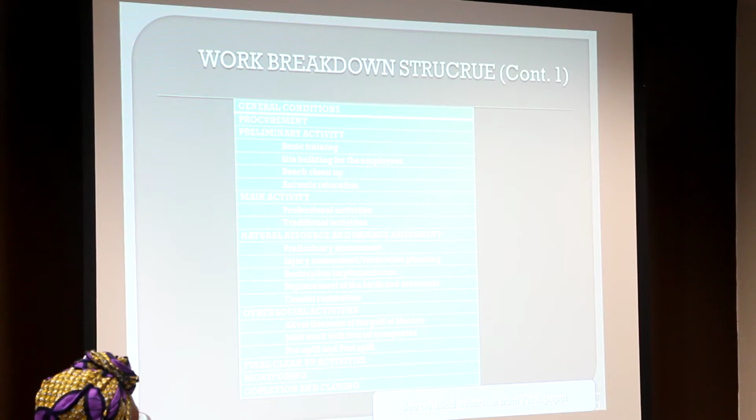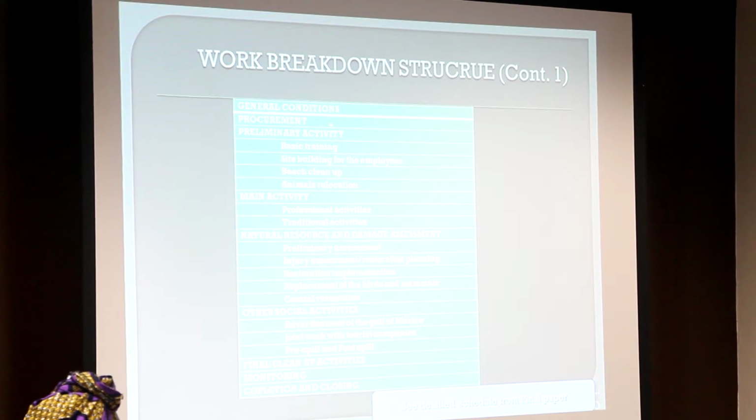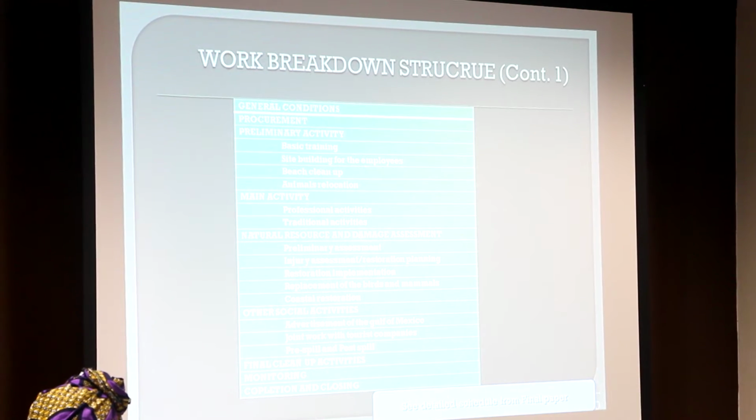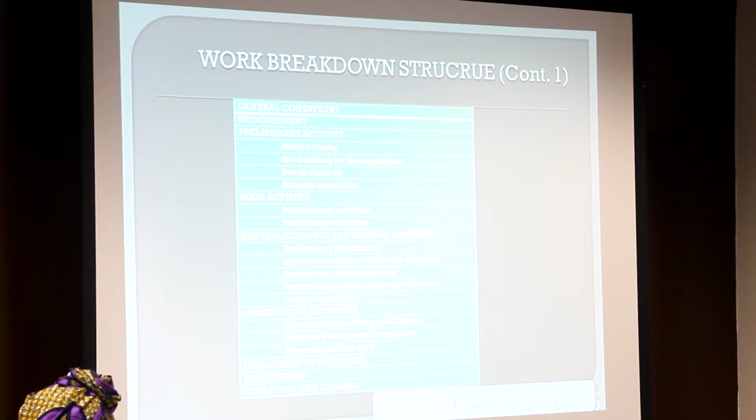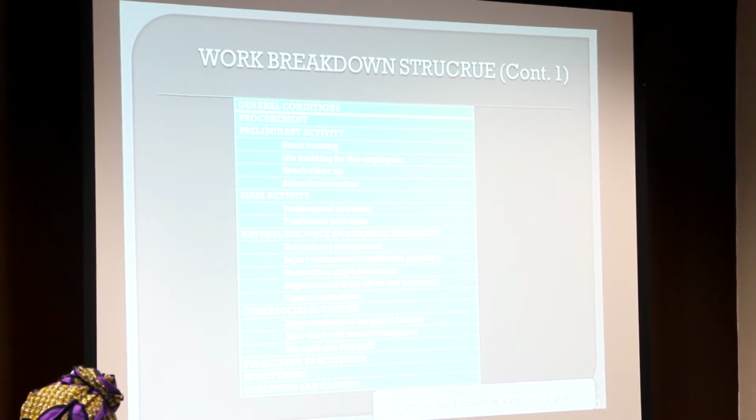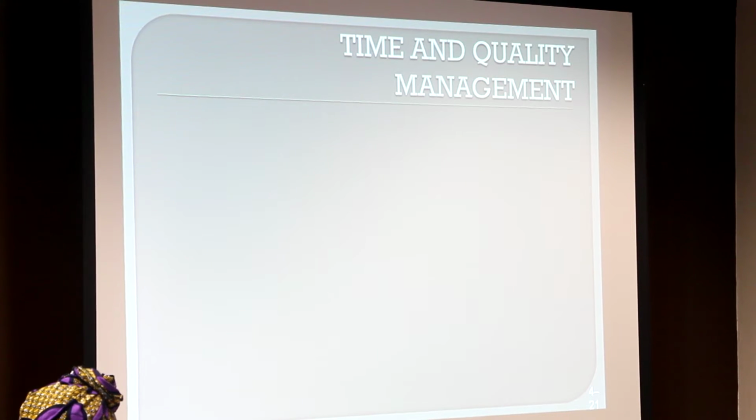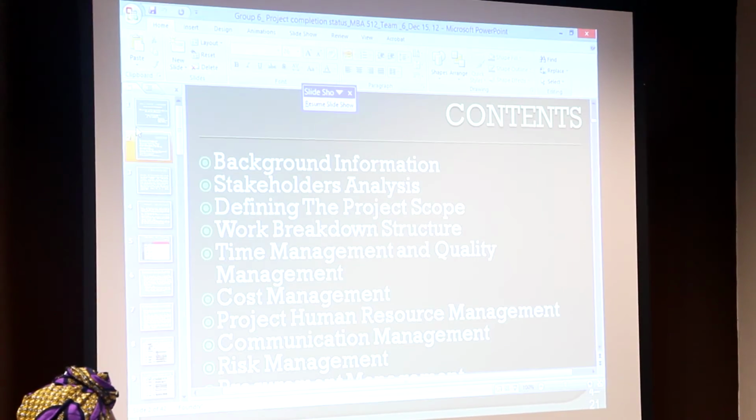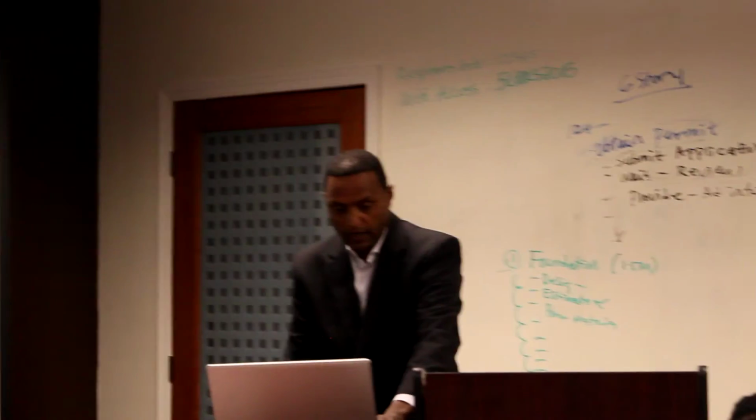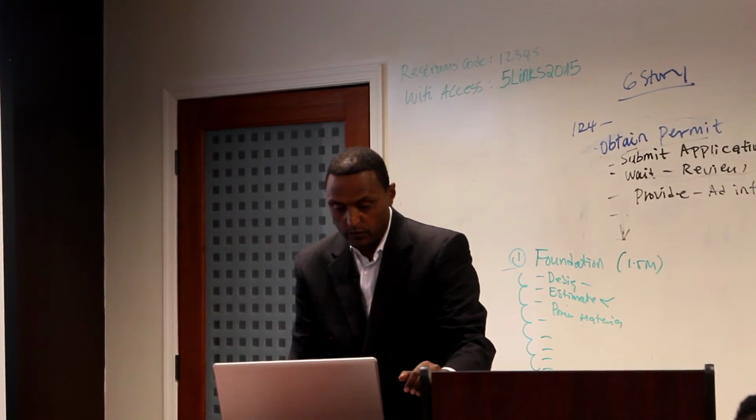This is how they did it. You see, general condition, procurement, preliminary activity, basic training, site building, beach cleaning up, animals relocation, management activity. They have different natural resources. These are major deliverables. They are broken down into manageable chunks. Okay, so that's how you do it. And let's just go back and wrap up the scope, because we have so many things to cover.